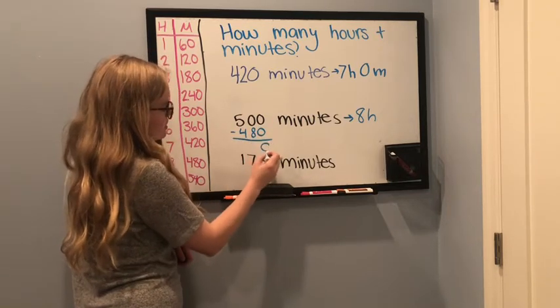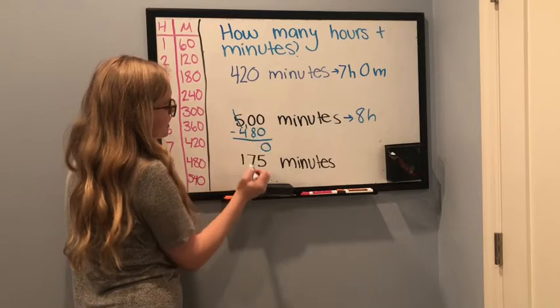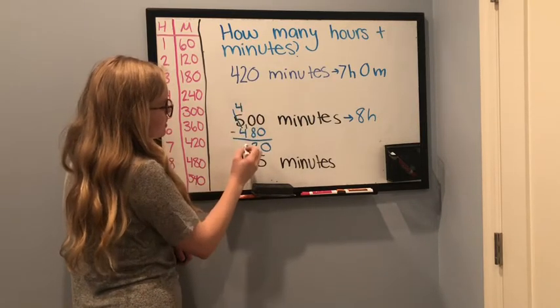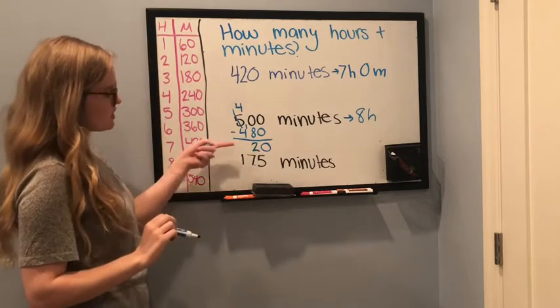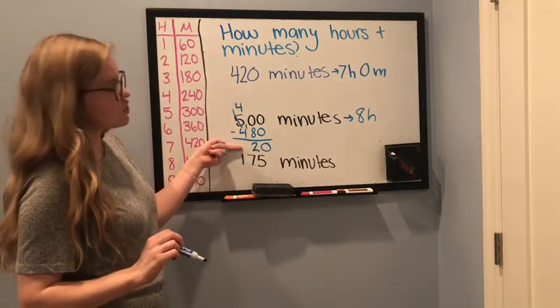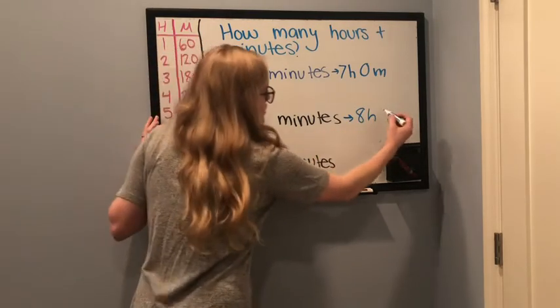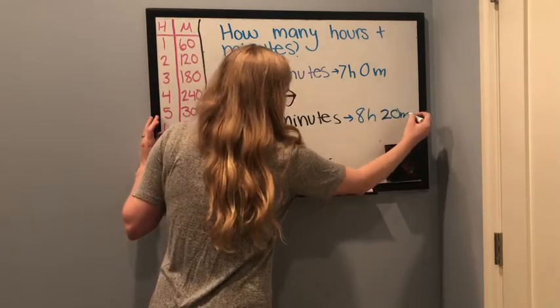0 minus 0 is 0. 100 minus 80 is 20. 400 minus 400 is 0. So the answer is 20 minutes. There's 20 minutes left over. So our answer is 8 hours, 20 minutes.